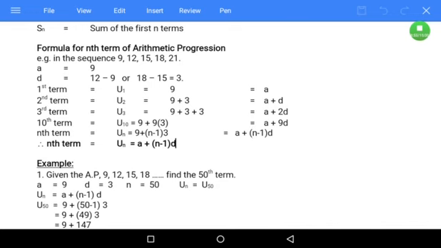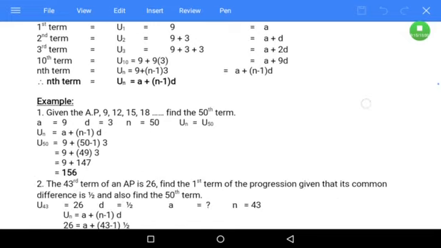And this is the general formula for your arithmetic progression. So if you are asked what is the general formula to get the nth term of an AP, just say a plus n minus 1 d. Don't forget the n minus 1 is in the bracket, multiplied by d, the common difference. Where n is the number of terms, a is the first term, and d is the common difference.